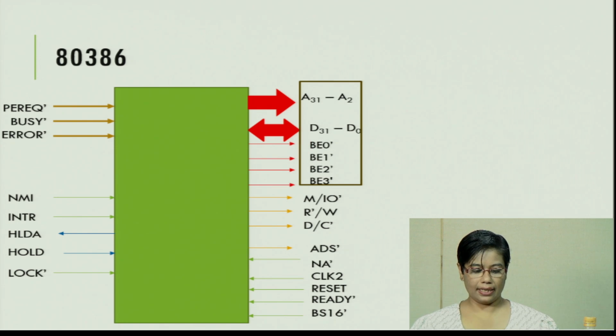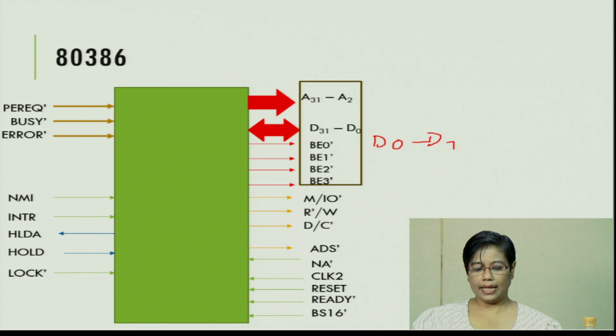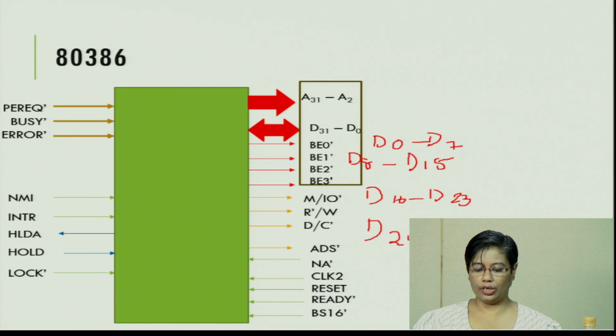So bank enable 0 means that data transfer will take place on the data lines D0 to D7. With bank enable 1, data transfer is taking place from D8 to D15. Bank enable 2 means data transfer is taking place from D16 to D23. And when data transfer takes place on the highest byte, D24 to D31, bank enable 3 is going to be active. Now if you're doing a 32-bit data transfer, all four of them will be active.